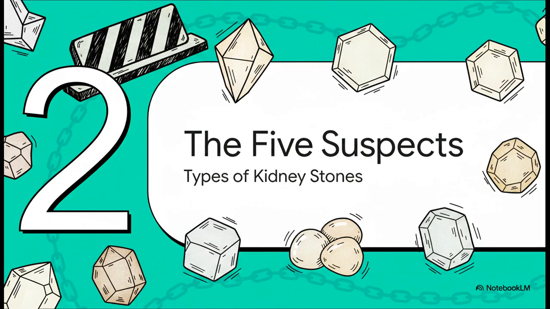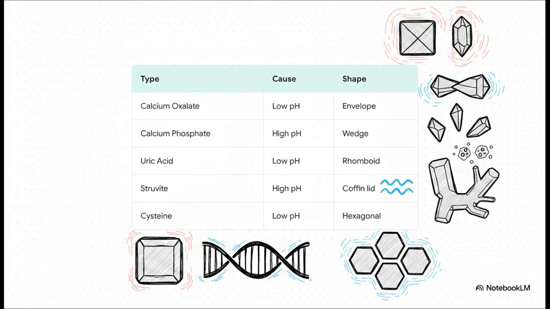Which brings us to Section 2, the 5 types of stones. Now, what's really interesting about this slide is seeing how different physiological environments create entirely unique, visually identifiable crystal shapes. Look at these structures. Calcium oxalate, which is our most common, forms these envelope or dumbbell shapes in a low pH acidic environment. Calcium phosphate forms wedge shapes, but crucially, it thrives in a high pH alkaline environment, which is often linked to kidney acid filtering issues like type 1 distal RTA.